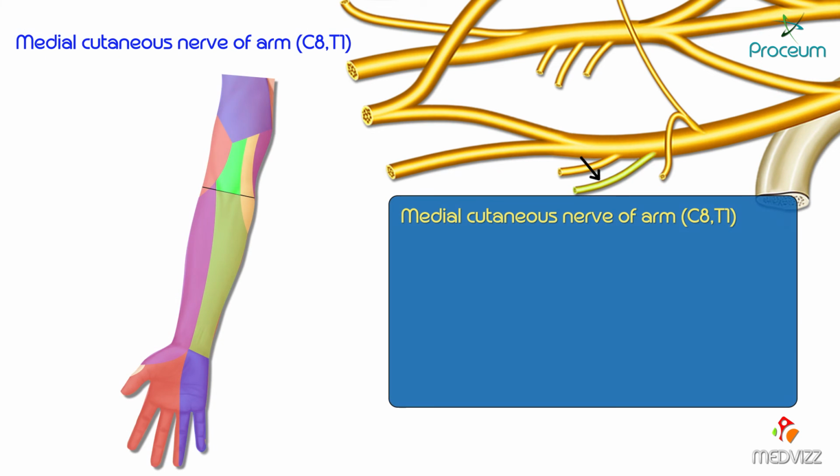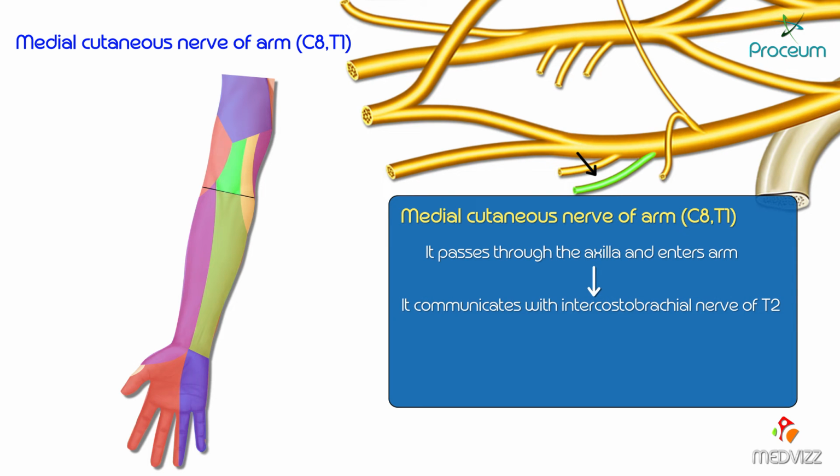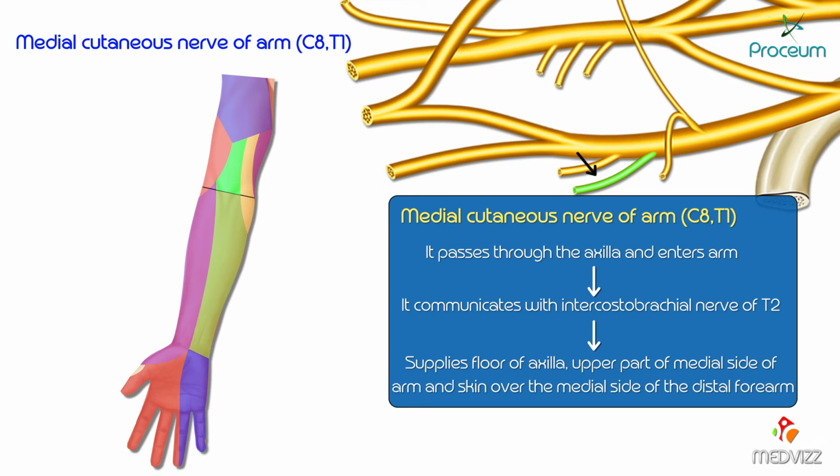The next one is the medial cutaneous nerve of the arm with the root value of C8 and T1. It passes through the axilla to enter the arm. Mainly it communicates with the intercostobrachial nerve of T2 and supplies the floor of the axilla as well as the upper part of the medial side of the arm.